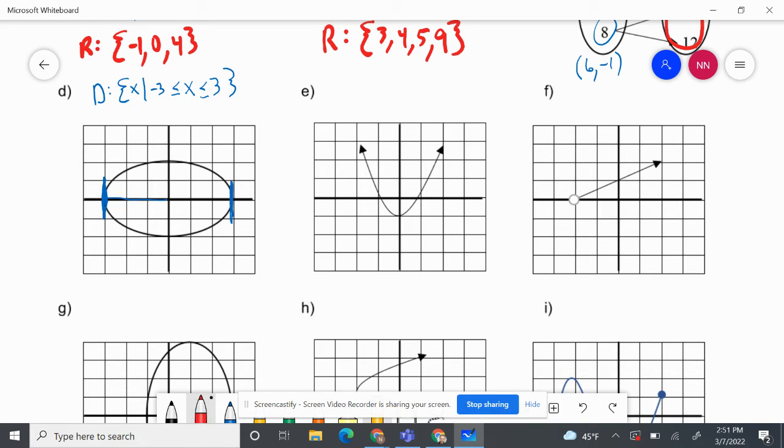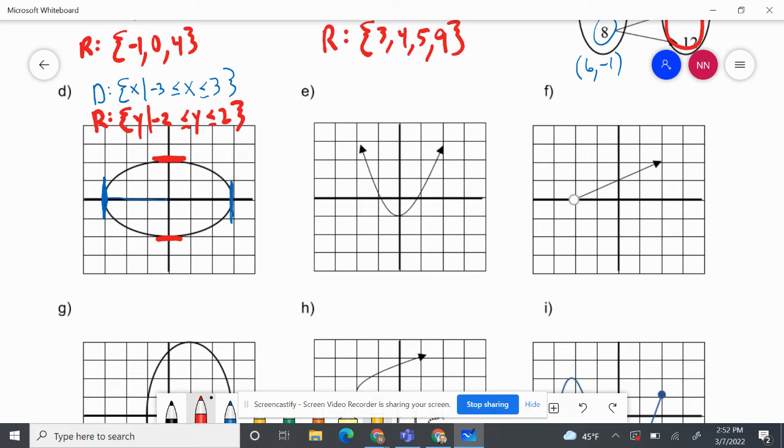Now, for the range, what we're going to do is we're going to look at our y values. So it goes all the way up to 2, and it goes all the way down to -2. So our range are our y values such that y is in between -2 and 2.